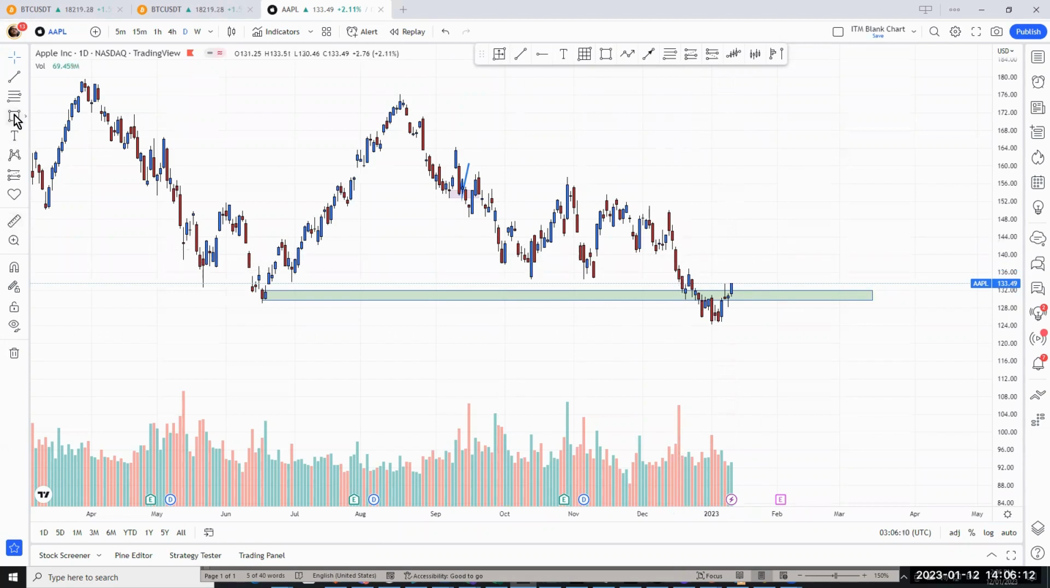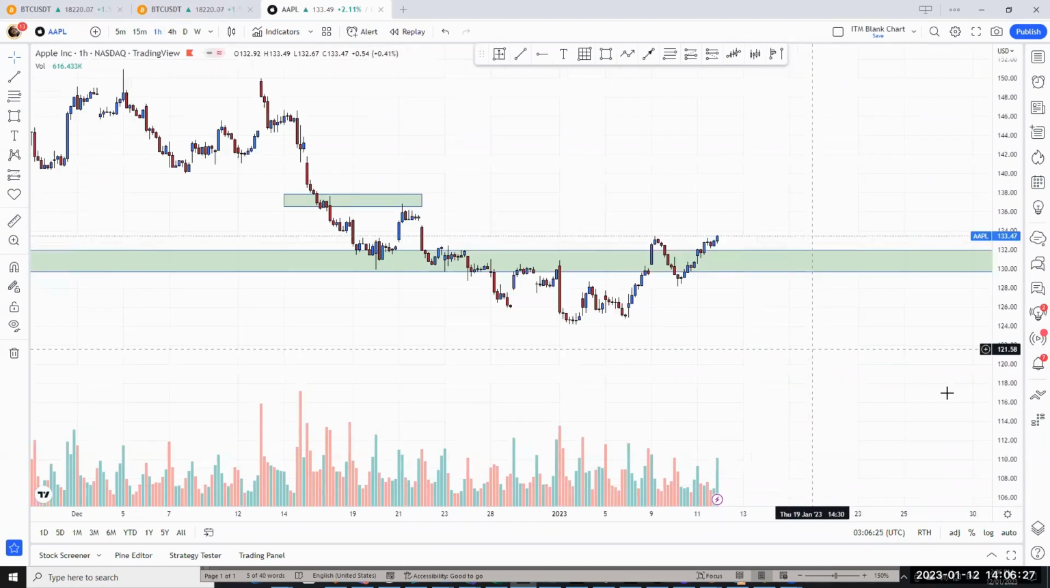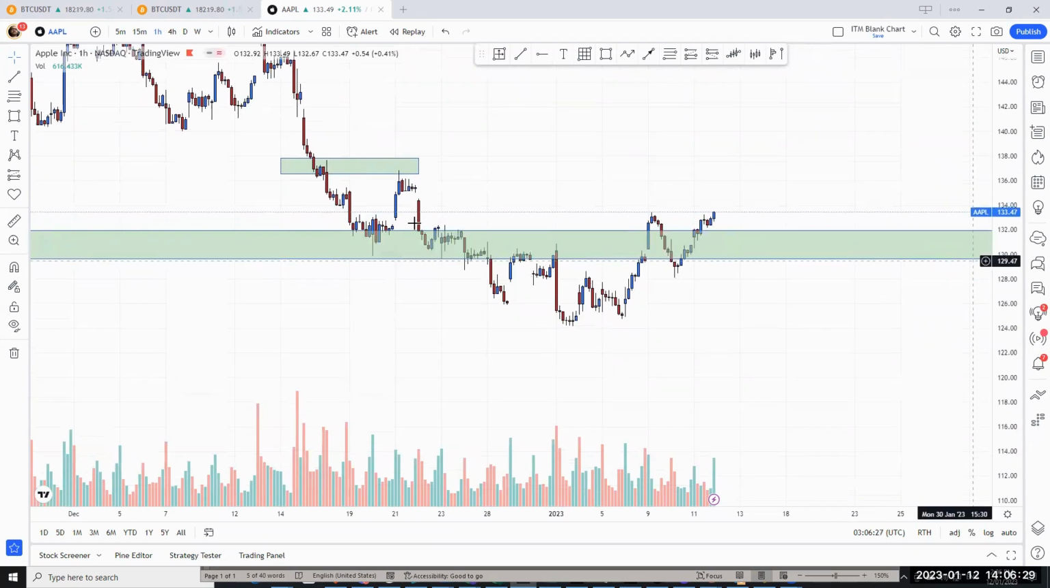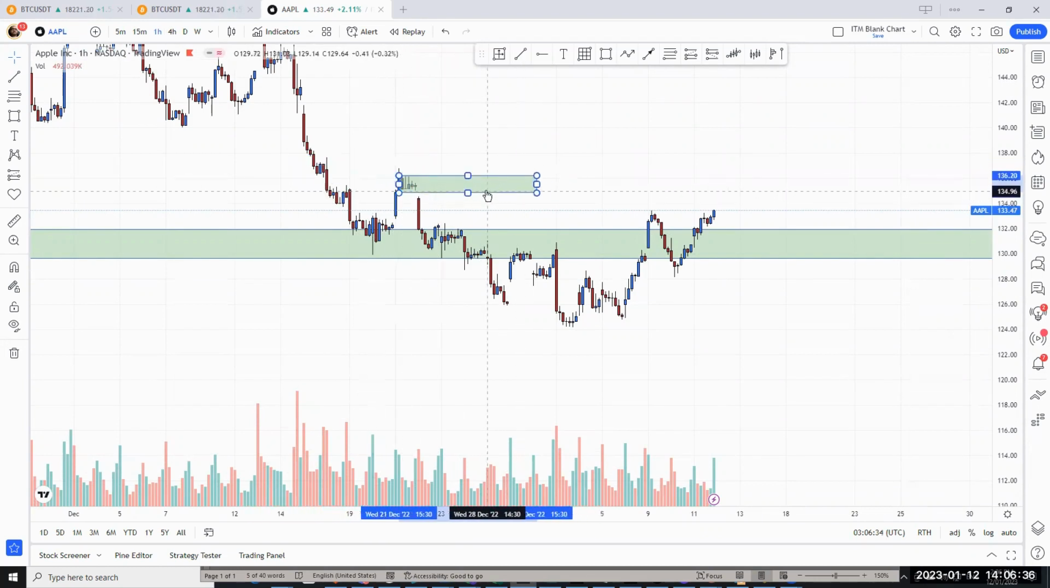Okay, why this area? Let's explain this bit up here. This area, right? So if I can go into the H1 time frame, probably H1 is too much on this one. So maybe H1. Okay, so here it is. This is the zone I was talking about. And that zone is actually a kind of a supply zone with the gap, right?